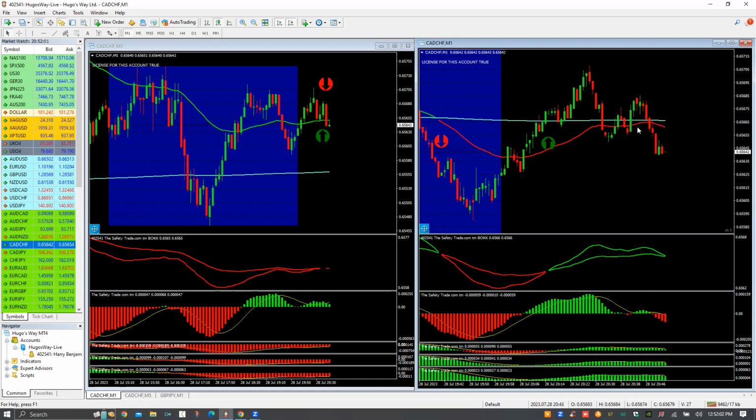So right here, there's a buy, okay? And there's a third one. But the third one is usually not as good as the first one. So taking a buy here can be a little bit risky, right?